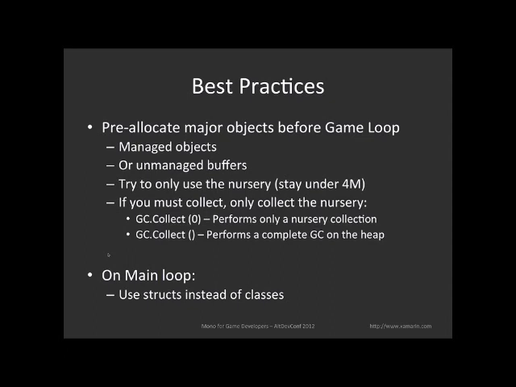If you determine that you need to use objects and there's no way you can eliminate those allocations, try to stay within 4 megabytes of memory allocations because you will be able to quickly collect those. And also, what is very interesting about the nursery is that you can actually use GC.Collect(0), and that will instruct the garbage collector to only do a garbage collection over the nursery. So it will only collect objects that have been allocated in the nursery. This is ideal because you know that the pause time will be minimal compared to a full garbage collection. And finally, try to use structs instead of classes.